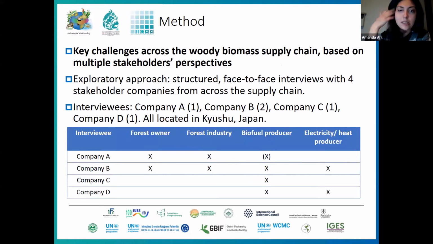So what we did is go to Kyushu, which is the southernmost island of Japan, and talk to different companies. We tried to get stakeholders from across the woody biomass supply chain. We talked to companies that are forest owners, forest industry people, biofuel producers, as well as power and heat producers, in order to understand challenges across the supply chain and not only have a biased understanding of the power side.